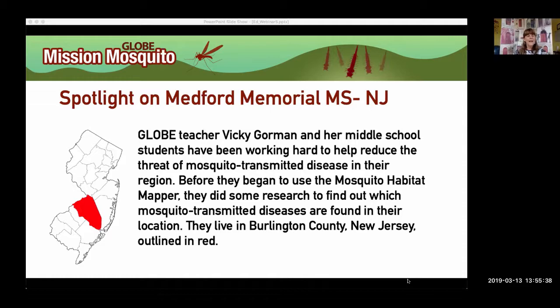So they live in that little red section there of New Jersey, which is on the eastern coast, kind of midway between, say, Florida and Maine on the East Coast. And they did some research to find out which types of mosquito-transmitted diseases have been found in their region. And next slide, please.